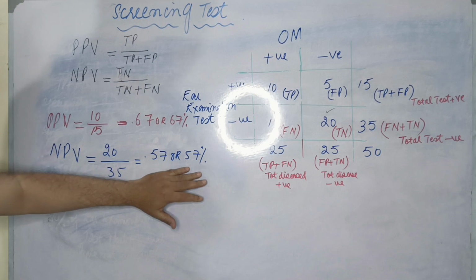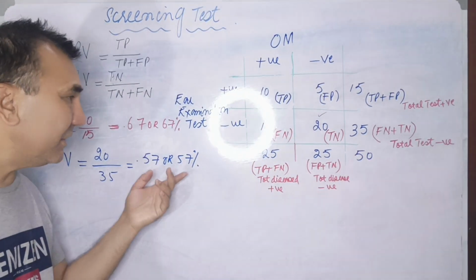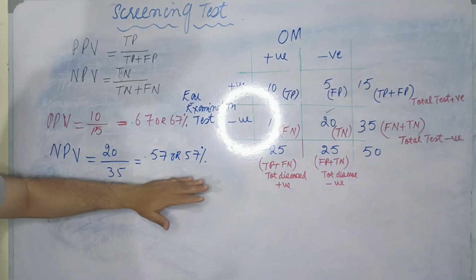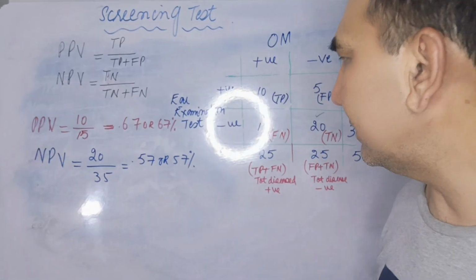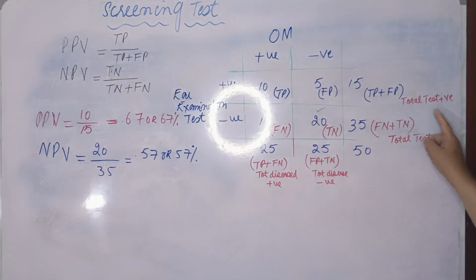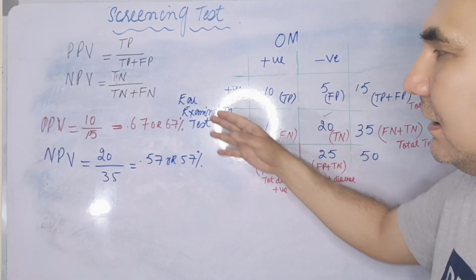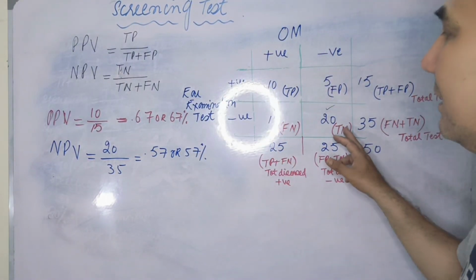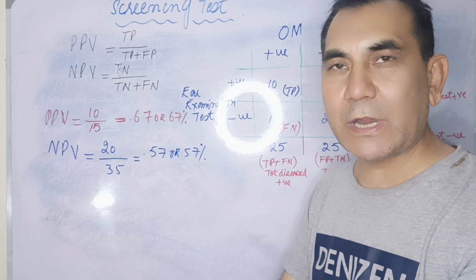Okay, now 57% of those who do not have the disease. 57% is the probability of not having the disease among the test negative people, which is confirmed through the physical examination. It is confirmed by the pediatrician through the ear examination that 57% of people do not have the disease, or do not have otitis media.